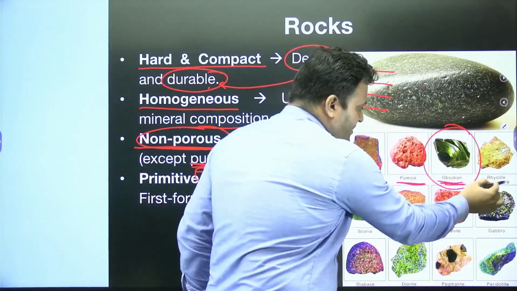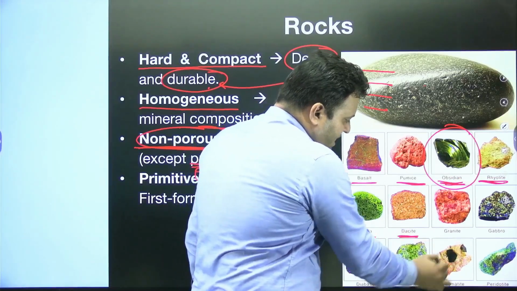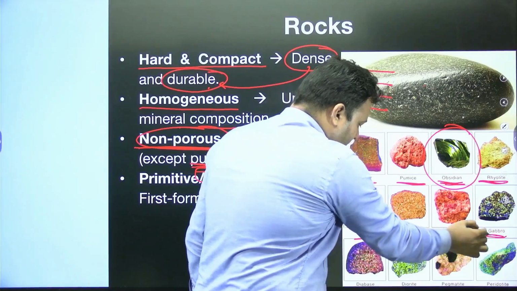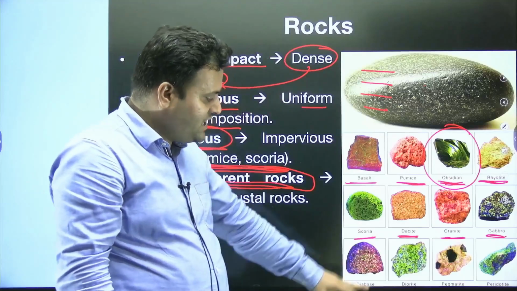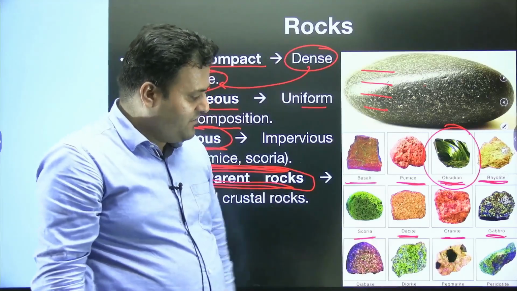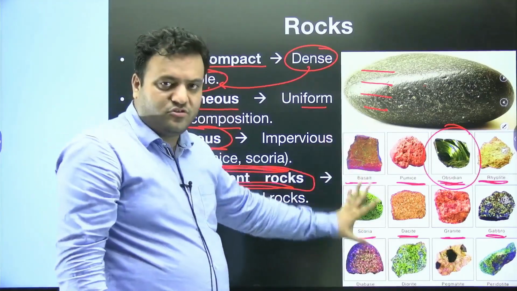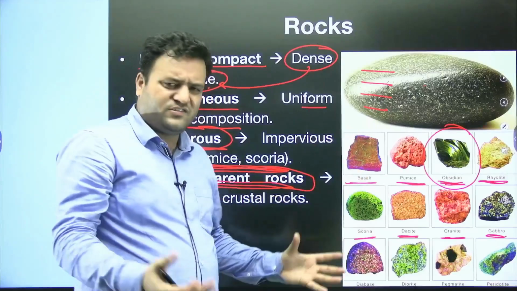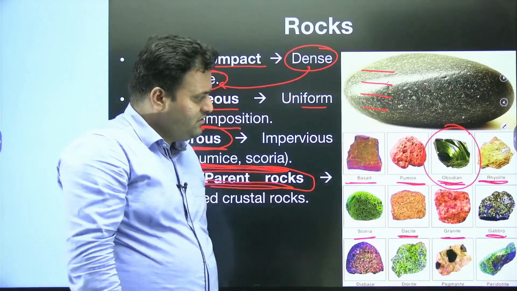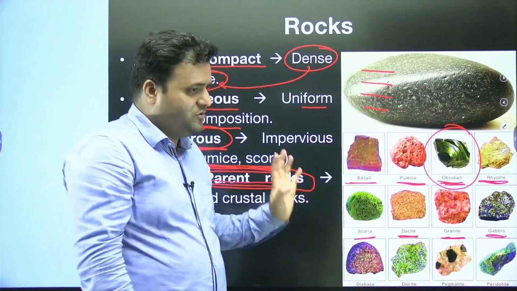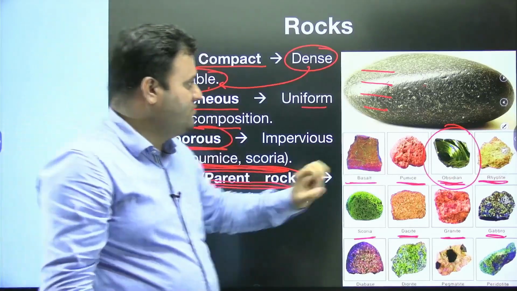Then we have rhyolite, then we have scoria, we have diorite, then we have granite, we have gabbro, then we have diabase, we have pegmatite, and we have peridotite. So these are the types of igneous rocks. Just remember some 4 or 5 examples. A question may come from this. So these are the features of this. Moving ahead.